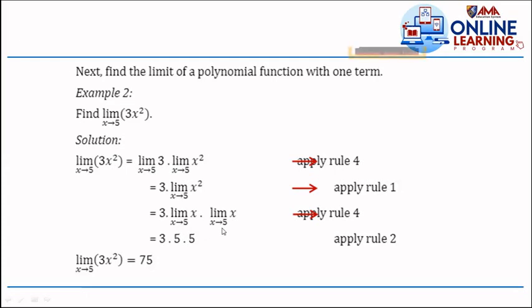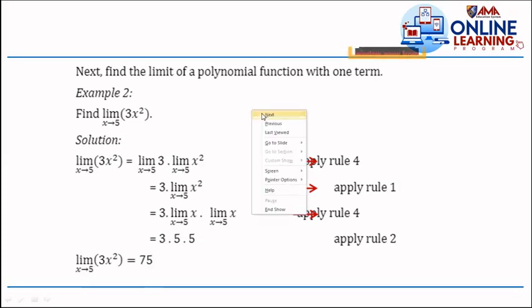Okay? So na-distribute na natin using the rules of limits in product. That's the time that we're going to substitute our limit to our variable. So we have 3 times 5 multiplied by 5. So 3 by 5 is 15. Multiplied by 5, we have the answer of 75. Okay? Any questions on number 2? Okay lang tayo sa number 2?